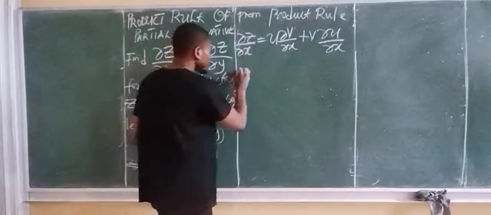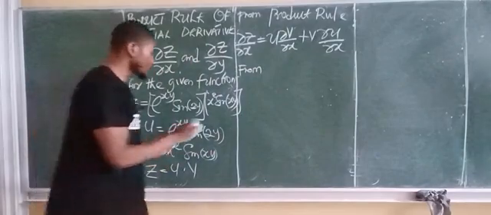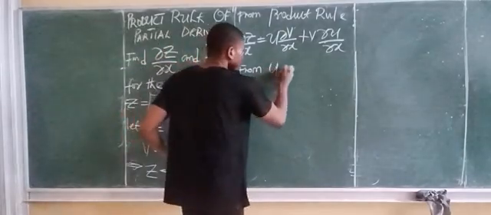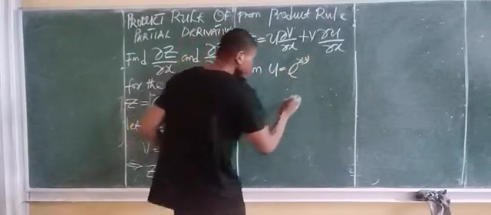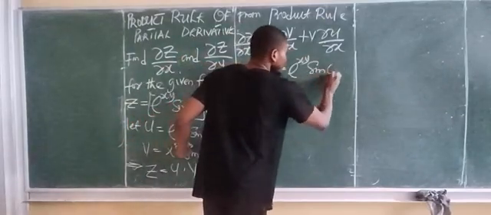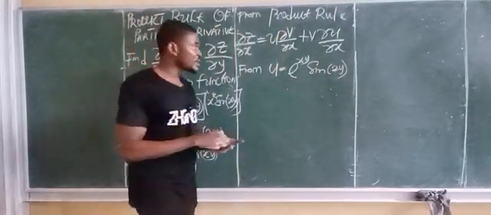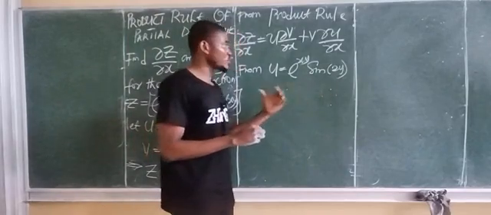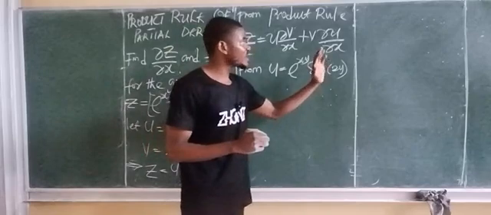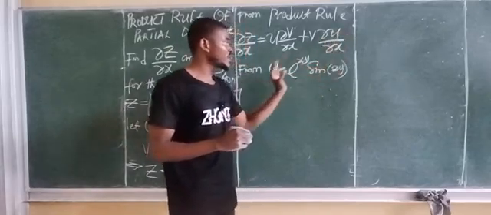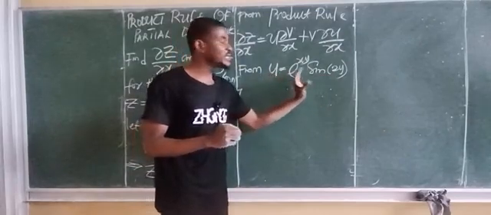Now from u, we said let u be equal to exponential xy sine 2y. We have this. Also notice that this is a product of two functions. What we want to do now is find the partial derivative of u with respect to x from this function. So we want to differentiate u partially with respect to only x.